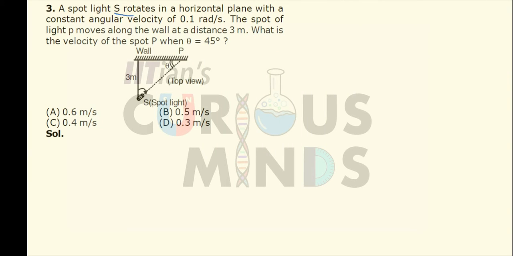A spotlight S rotates in a horizontal plane with an angular velocity of 0.1 radian per second. The spotlight P moves along the wall at a distance of 3 meter. What is the velocity of the spot P when theta is equal to 45 degree?